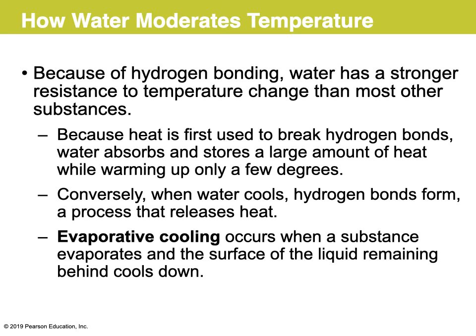All right, so when you boil water and you see the steam rising up, you've applied enough heat to break apart all those hydrogen bonds that were holding together all those water molecules. On the flip side, as water cools, hydrogen bonds will form, and that releases heat. So evaporative cooling occurs when a substance evaporates and the surface of the liquid remaining behind cools down because heat is leaving, because that energy is breaking apart the hydrogen bonds. So as that liquid leaves as evaporated water, right, it's removing heat from the whole system.